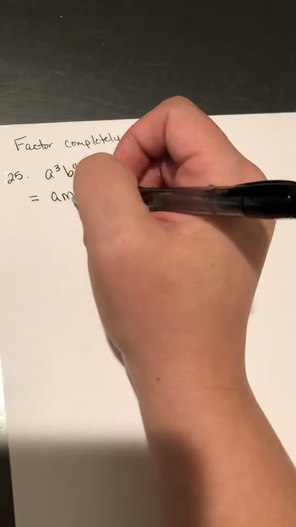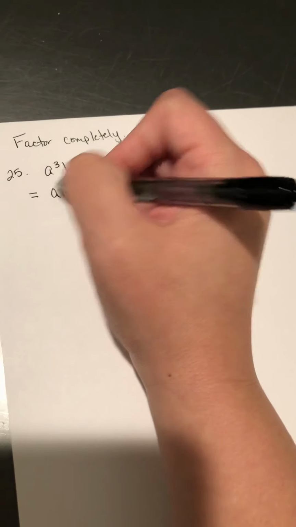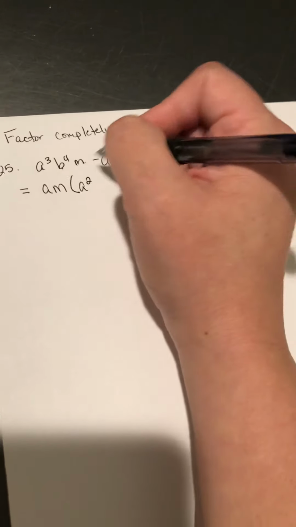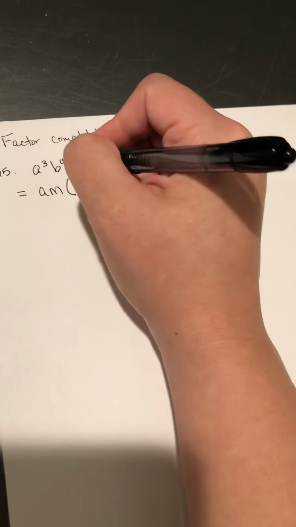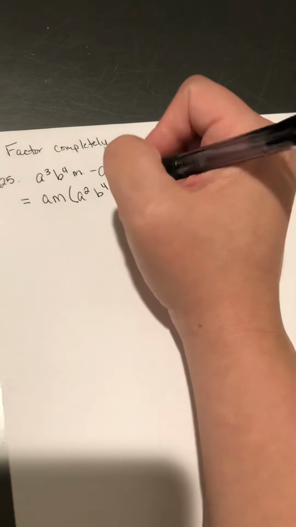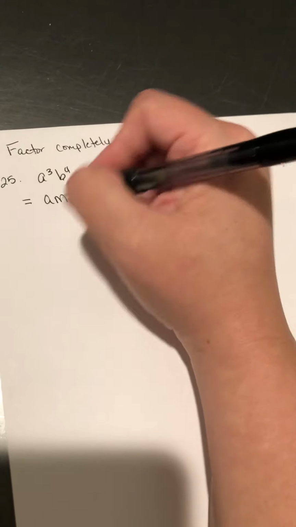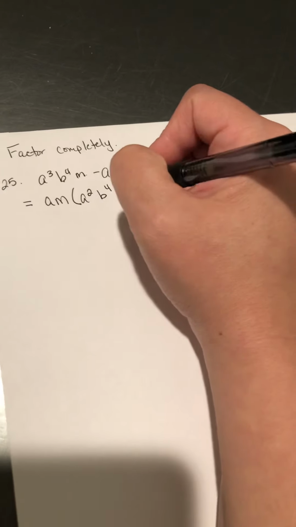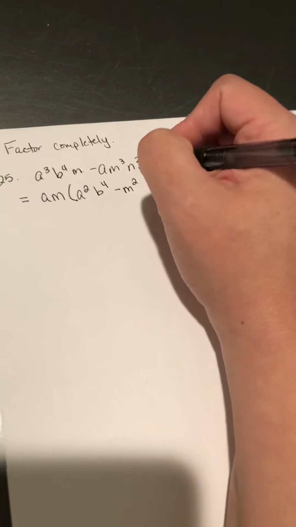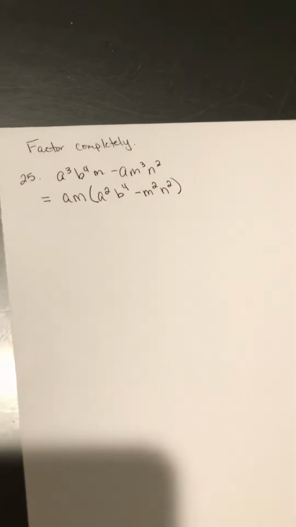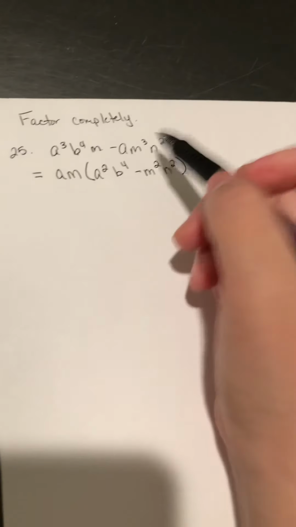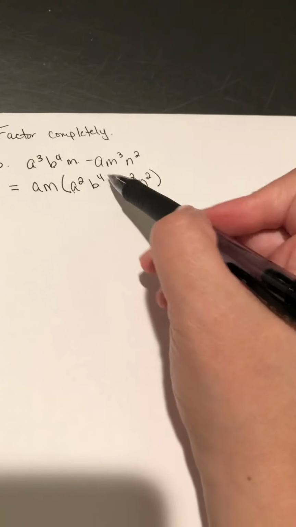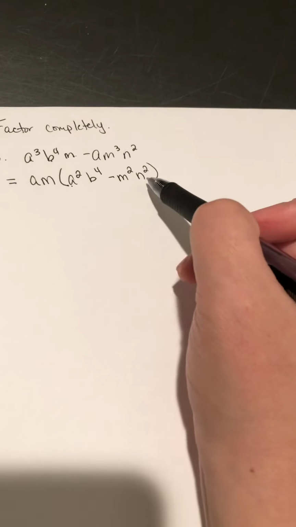So if I factor out am, a cubed, I've taken out a, I've got a squared left. The b to the 4th will stay, and I've factored the m out, so it's gone. A is gone, so that's gone. M cubed, I factored out an m, so I've got m squared left, and the n squared stays. So now if you'll notice, I've got a squared b to the 4th minus m squared n squared.